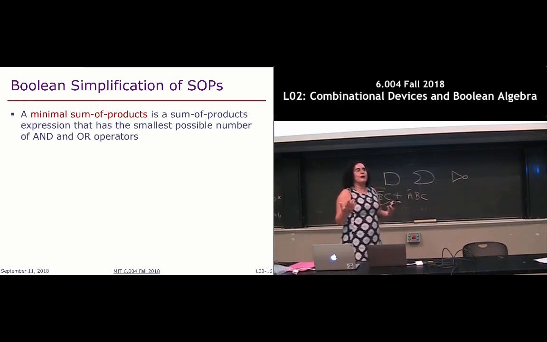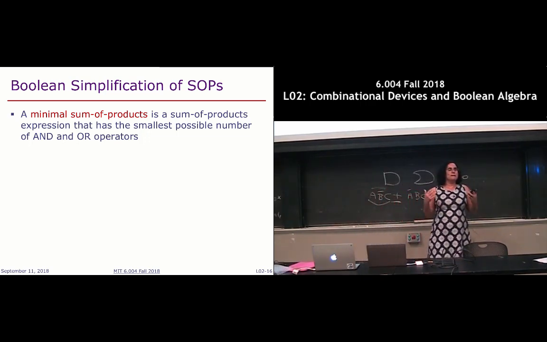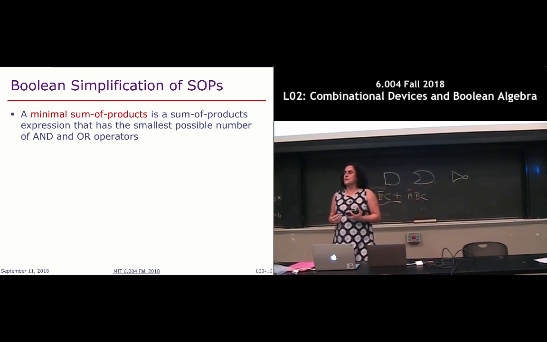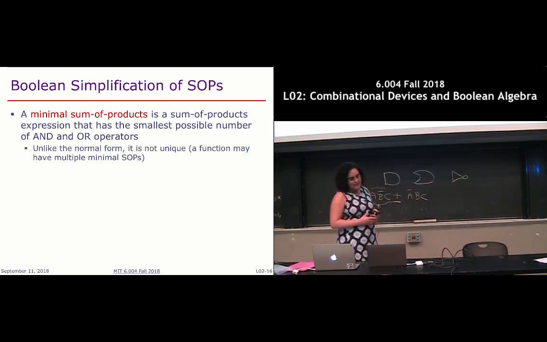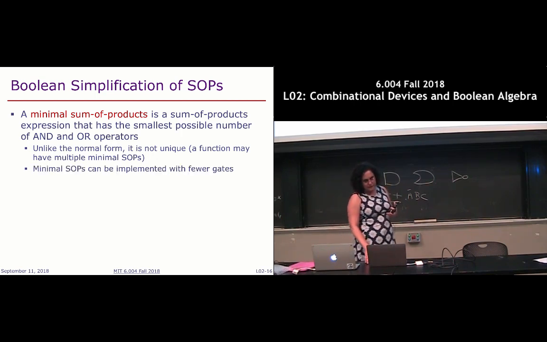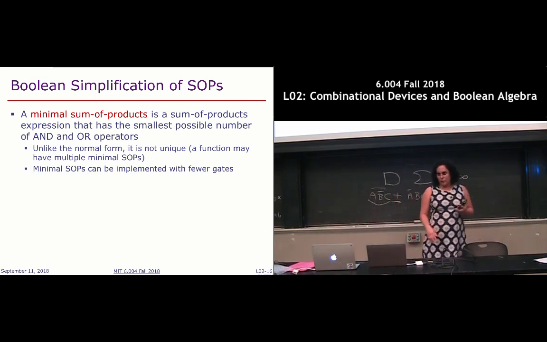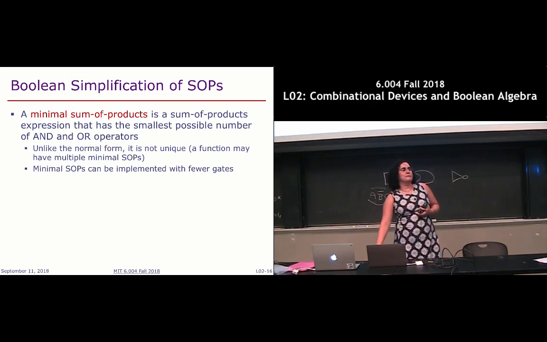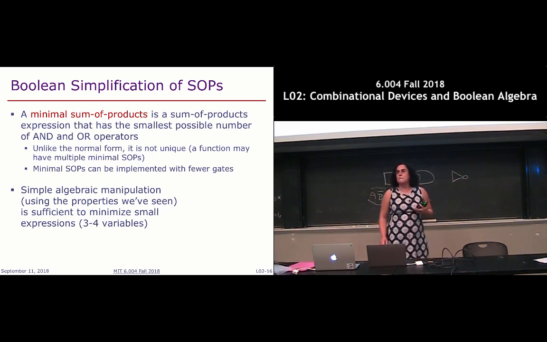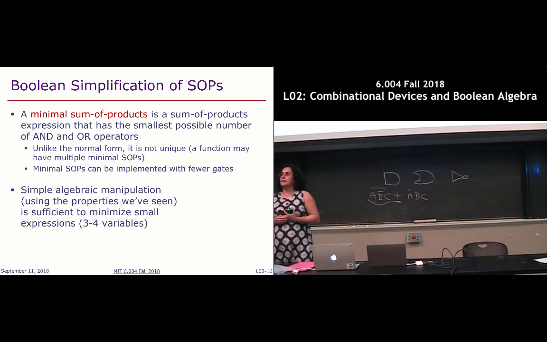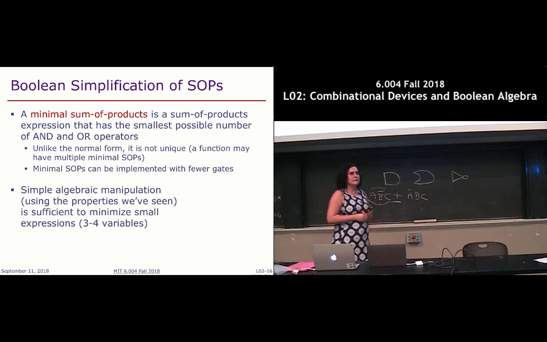Now, given a sum of products representation, we want to figure out, well, what's the minimal sum of products representation for a given function so that we can implement it with fewer gates. And so what it means to be a minimal sum of products is that we're using fewer AND and OR gates than what the normal form does. The one caveat, though, about minimal sum of products is that, unlike the normal form, it's not unique. So it's advantageous in the sense that it can be built with fewer gates. It can, as a result, probably be faster and smaller, but there can be more than one solution that implements the exact same function.